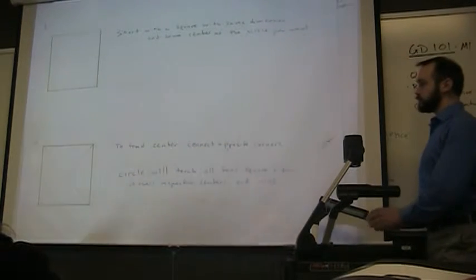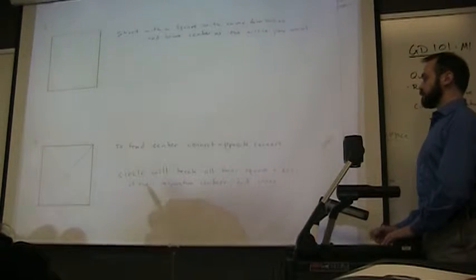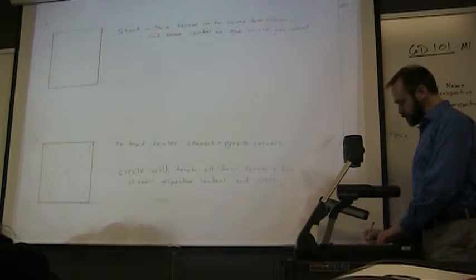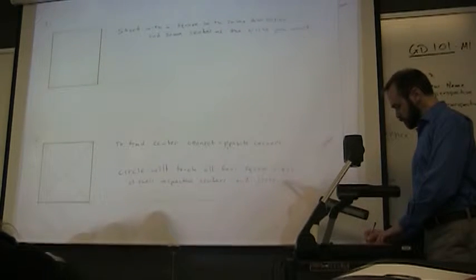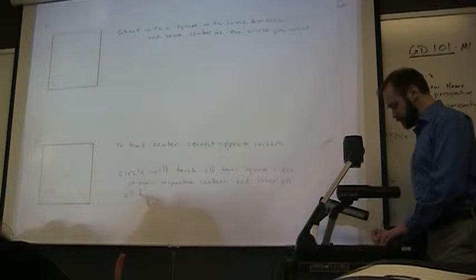But I want to kind of lay this out in terms of here's where we're going and why we're doing what we're doing. And the circle will also cross all four diagonals at the same spot.